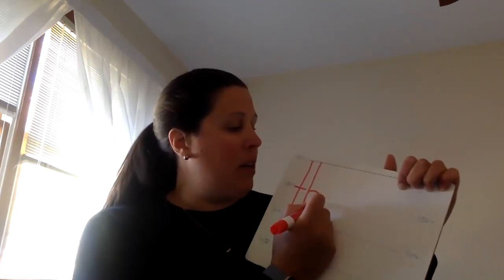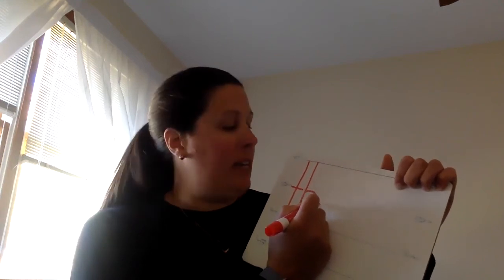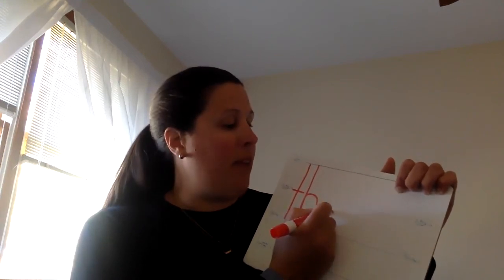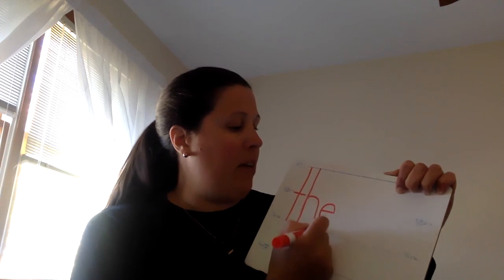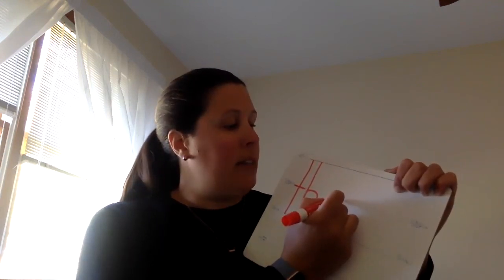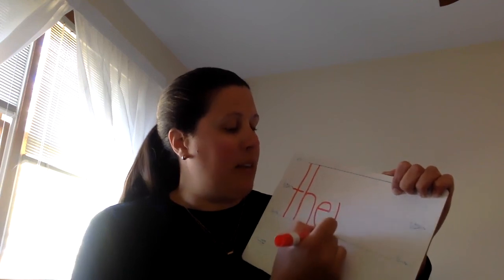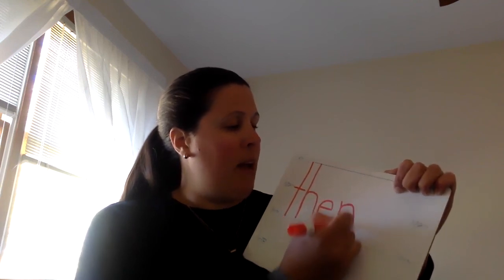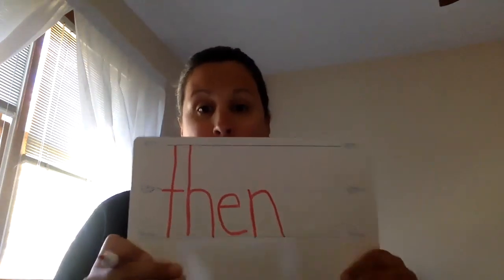Our next letter in the word then is an E. Start below the plain line, fly out, up, around, and down, end on the grass line. Our next letter is an N. From the plain line down to the grass line, trace back up and over. Then.